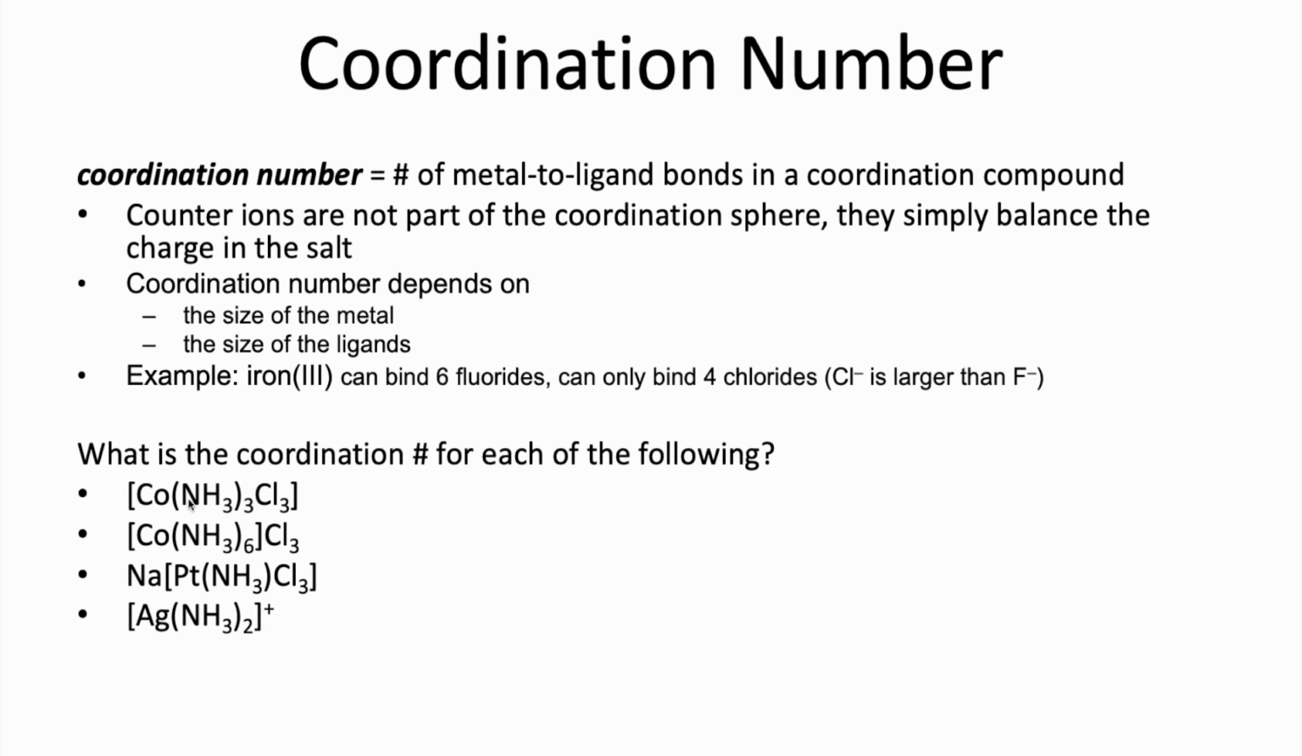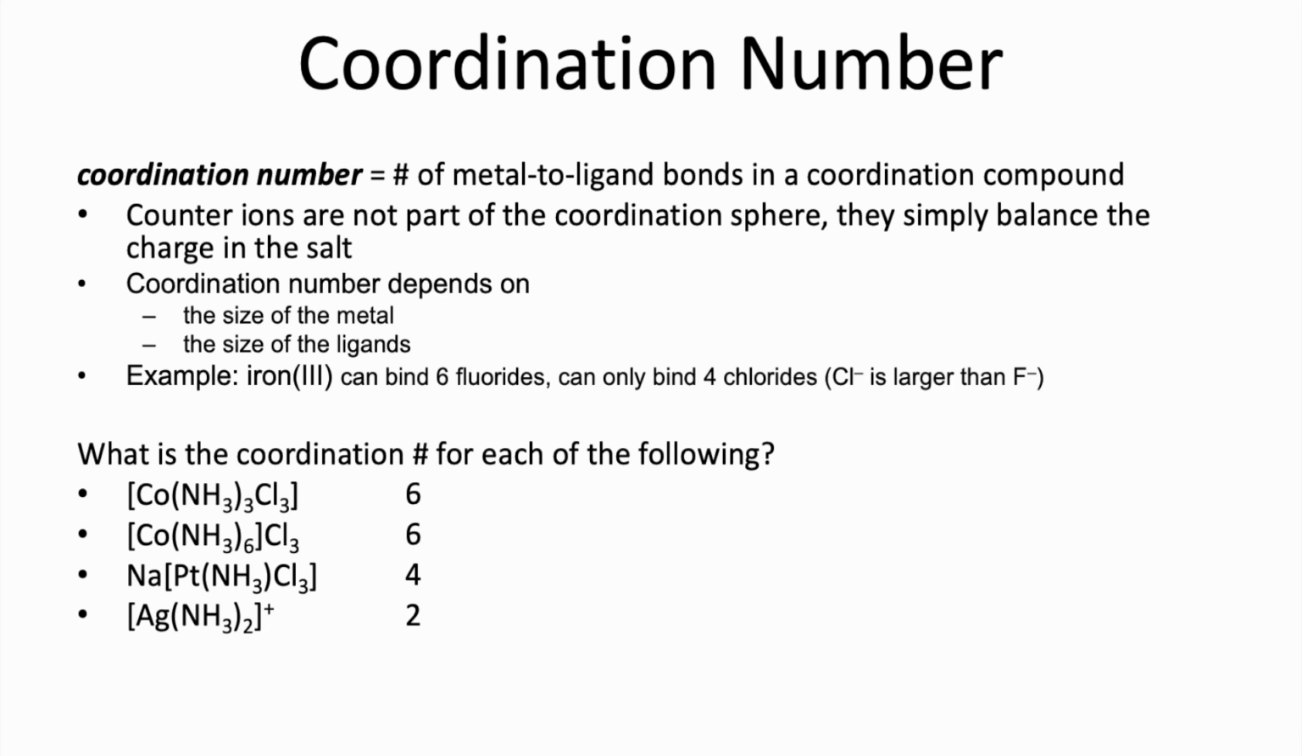Okay, looking at this first one, I've got my cobalt, I have 3 ammonias and 3 chlorides, so I think the coordination number for this is going to be 6. In the second one, I have 6 NH3s here and I have 3 chlorides, but notice the chlorides are outside of the bracket, so my coordination number here is also going to be 6. For this one, I've got platinum, NH3, and then Cl3. That looks like 4 things connected to the platinum. And finally, I've got (NH3)2. That's just 2 things connected to the platinum.